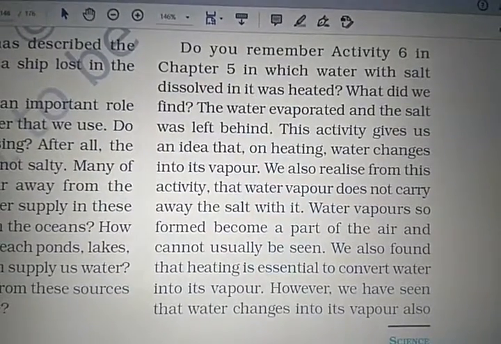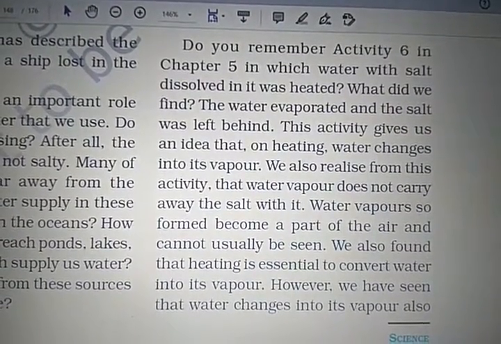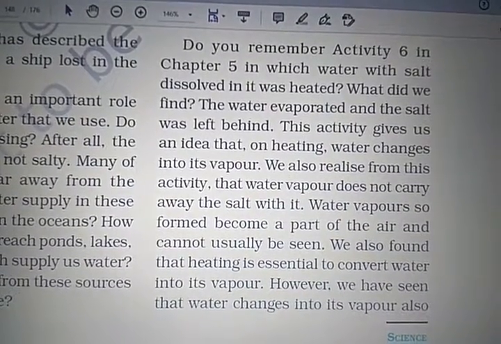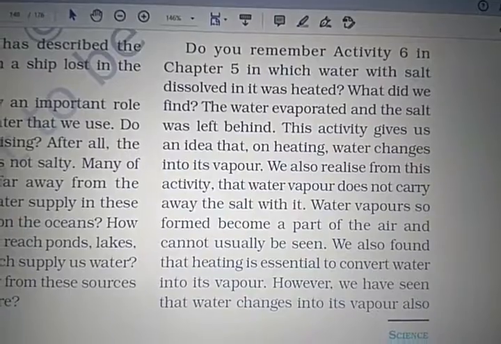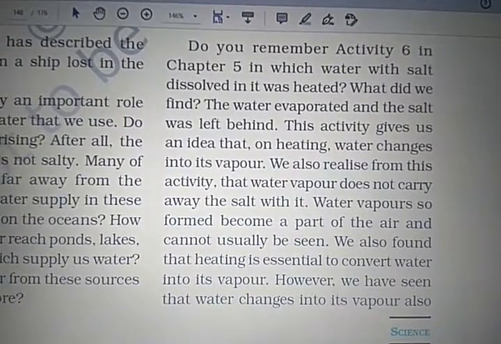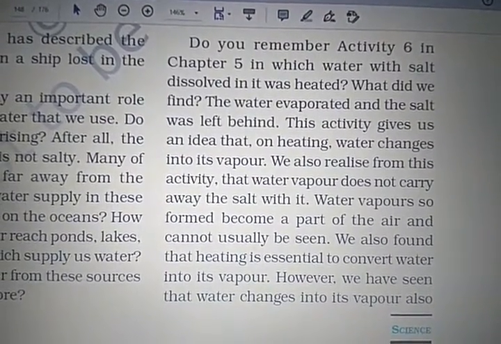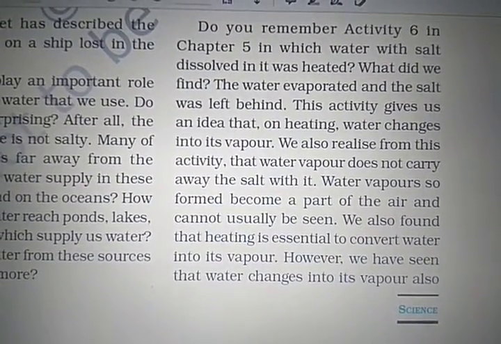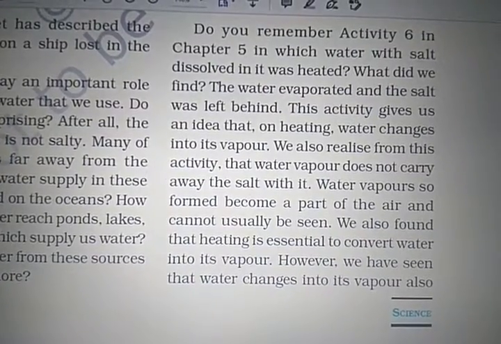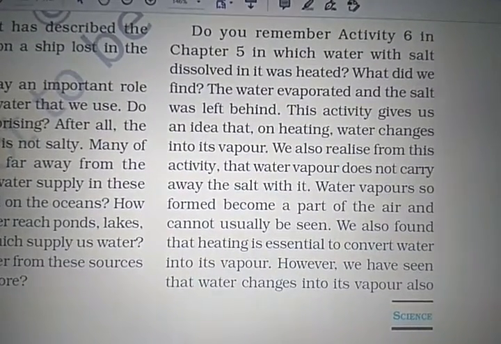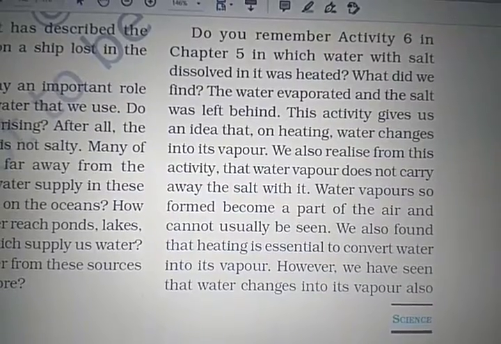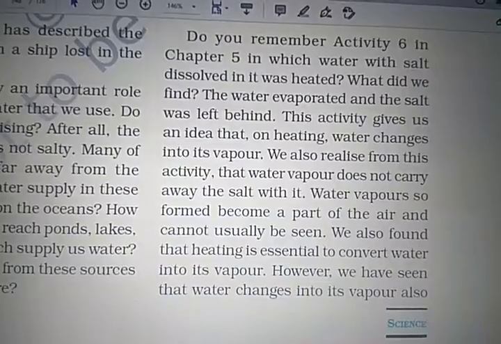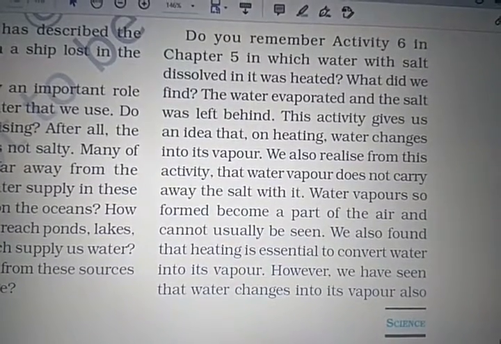So dear students, do you remember Activity 6 in Chapter 5, in which water with salt dissolved in it was heated? Now what did we find? The water evaporated and salt was left behind. This activity gives us an idea that on heating, water changes into water vapor. We also realize from this activity that water vapor does not carry away the salt with it. Water vapor so formed becomes a part of the air and cannot usually be seen.